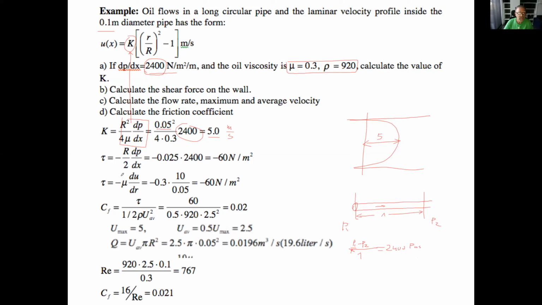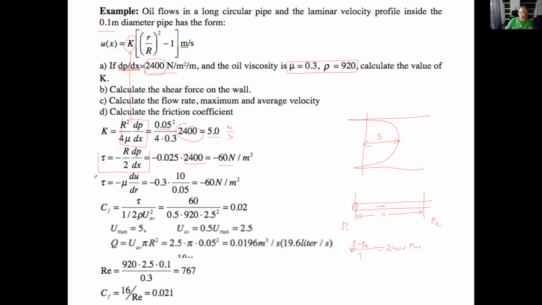Okay. So shear on the wall. We just take the formula R dp/dx. We already calculated, we already know dp/dx, which is 2400, and then R. We know what the radius is. It's 5 centimeters diameter, so it's 2.5 centimeters. Divided by 2, it's going to be 60 Newton per meter square. That's the force on the inside of the pipe.